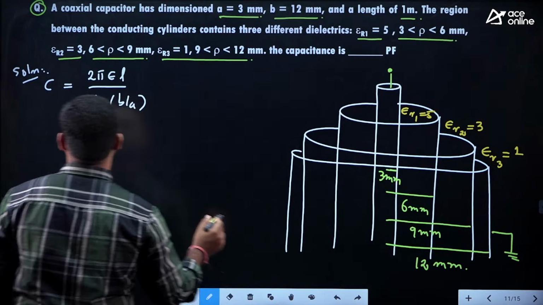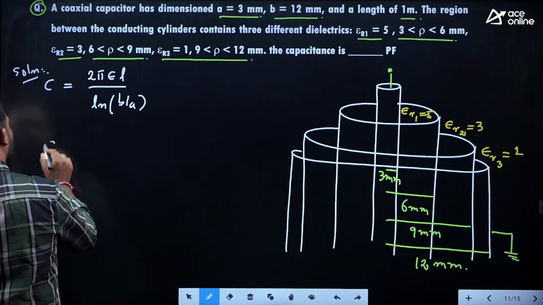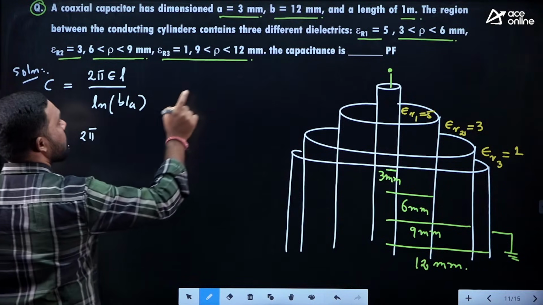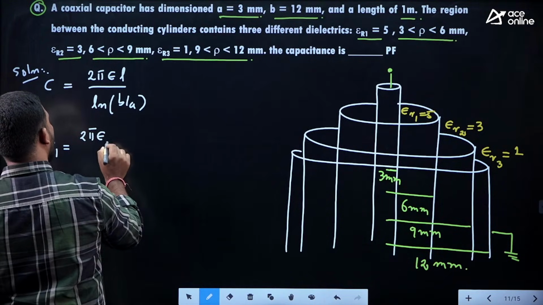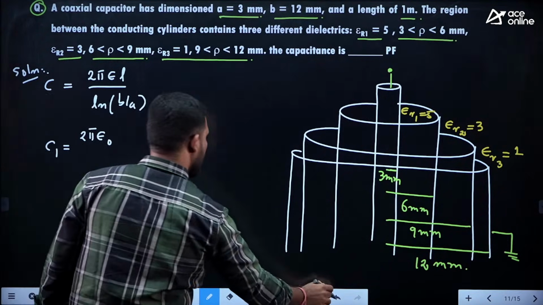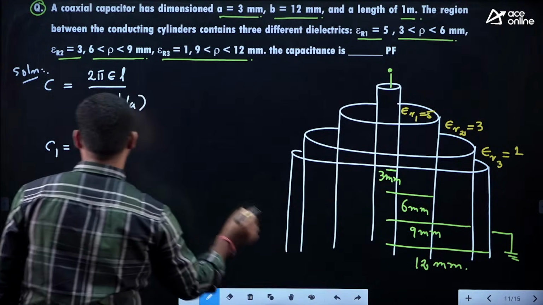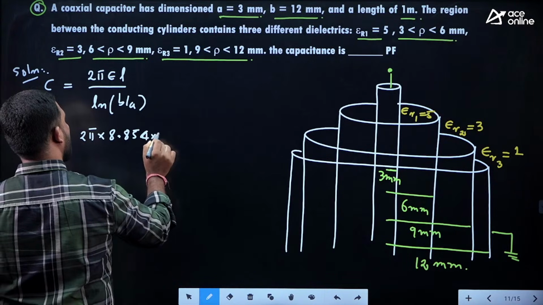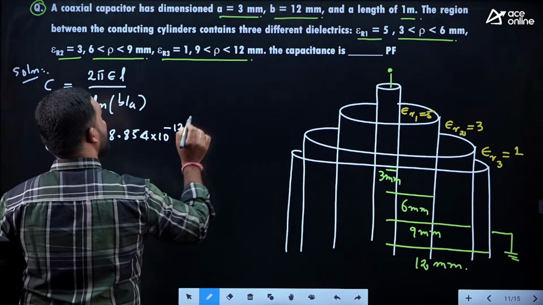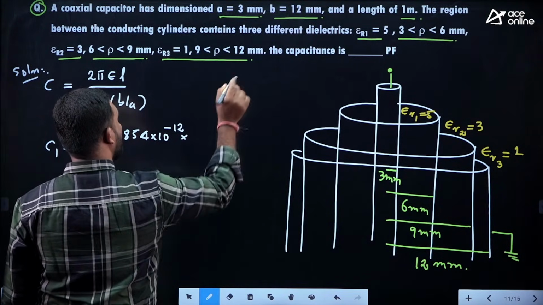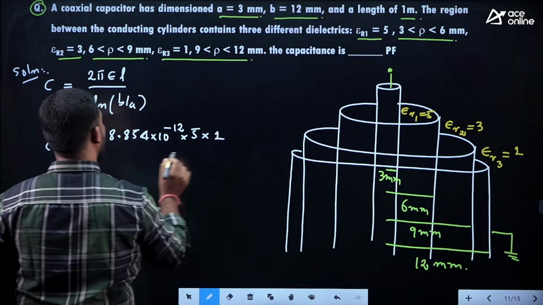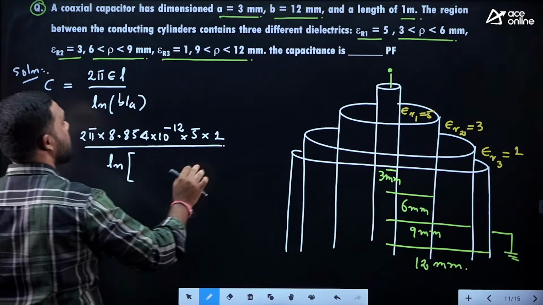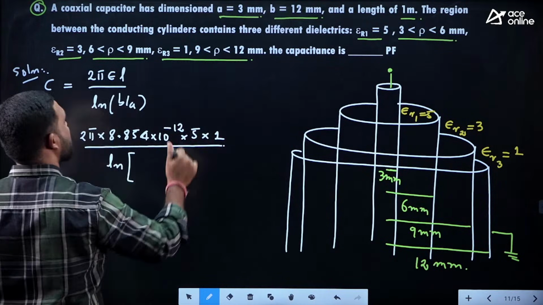Fine. So we'll take one at a time. So the C1 is equal to 2 pi epsilon naught epsilon r. Epsilon naught value is known for us. It is 8.854 into 10 to the power of minus 12 into epsilon r1, which is 5, into 1 divided by natural log of b by a. What is the b by a? 6 by 3.